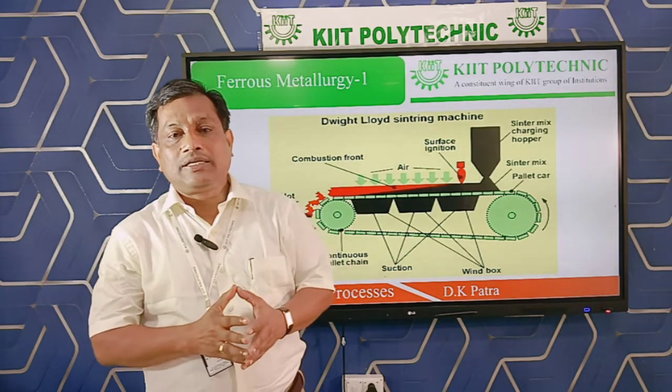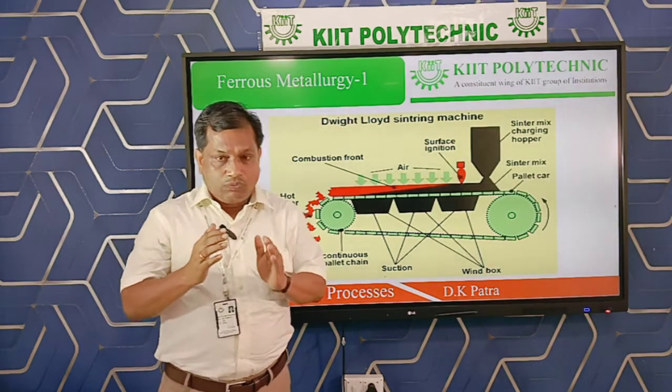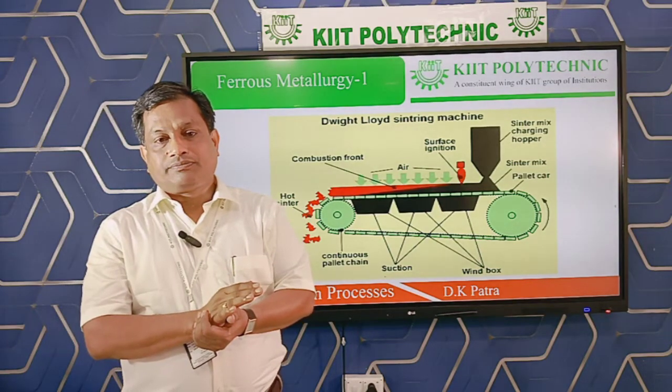So this is the sintering process. By this we get the required spongy shape. Whatever spongy shape we required, we got by this process.